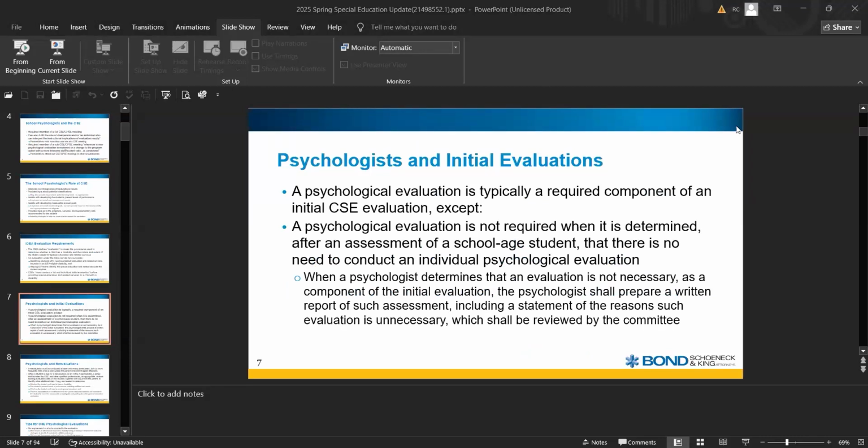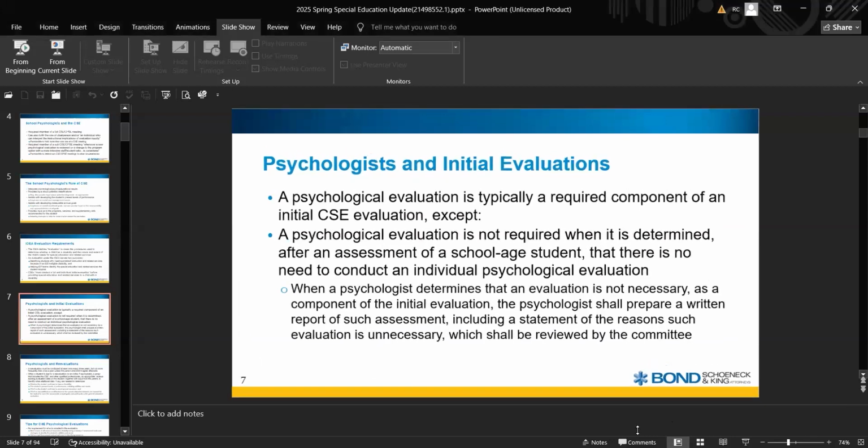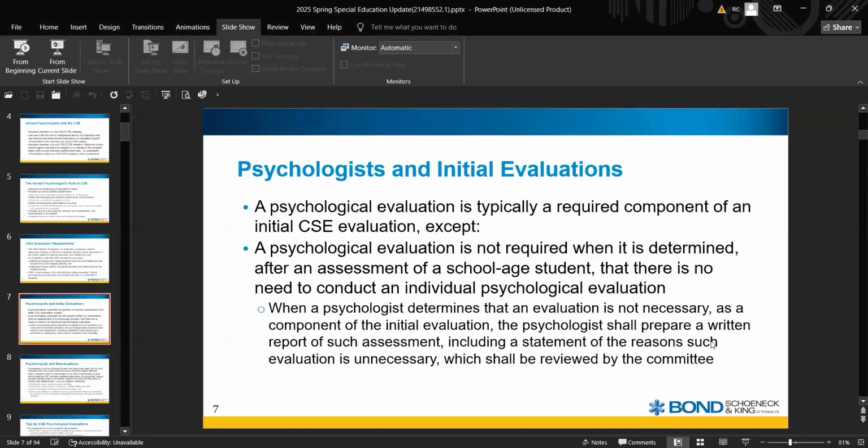Okay, so a psych evaluation is typically a required component of an initial CSE evaluation, but it's not required when it's determined that a student doesn't have a need for that psychological evaluation. When the psychologist determines that it's not necessary as a component of that initial evaluation, they have to write a written report of their assessment that an evaluation is not needed, and a statement of the reasons that it's unnecessary, and that has to be reviewed by the committee.